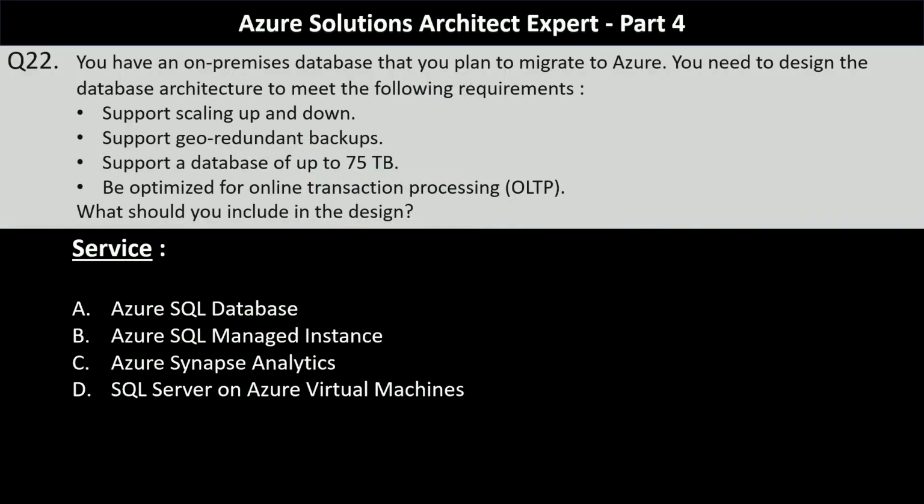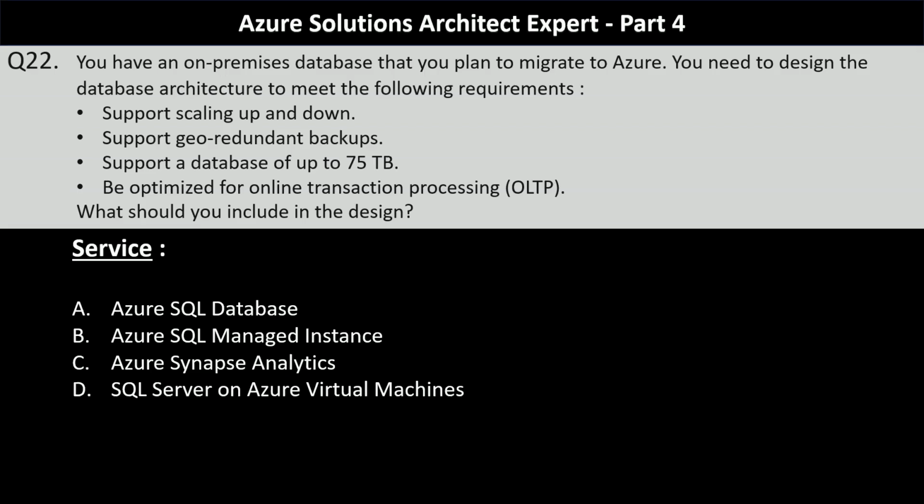This is question number 22 of the series. You have an on-premise database that you plan to migrate to Azure. You need to design the database architecture to meet the following requirements. The architecture should support scaling up and down. It should support geo-redundant backups. It should support a database of up to 75 terabyte. And it should be optimized for online transaction processing (OLTP). What should you include in the recommendation?